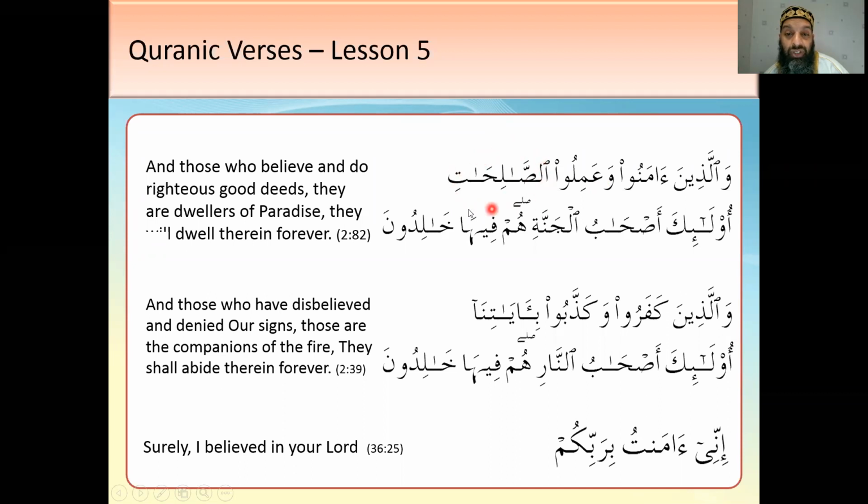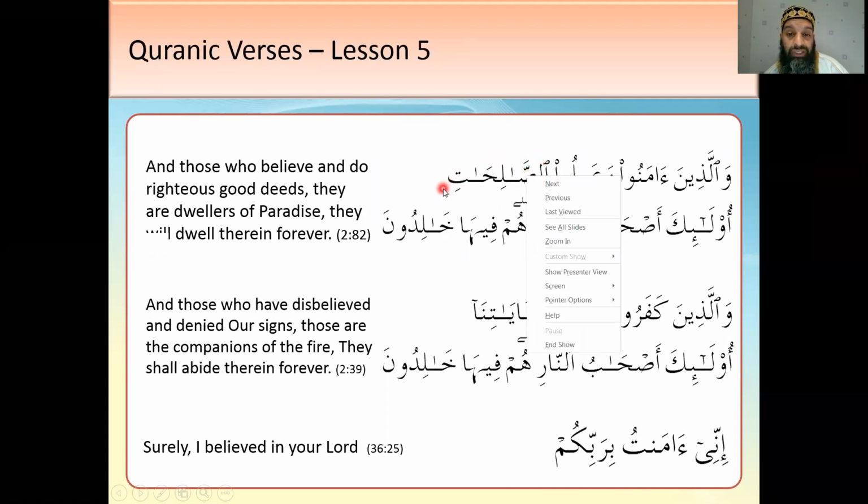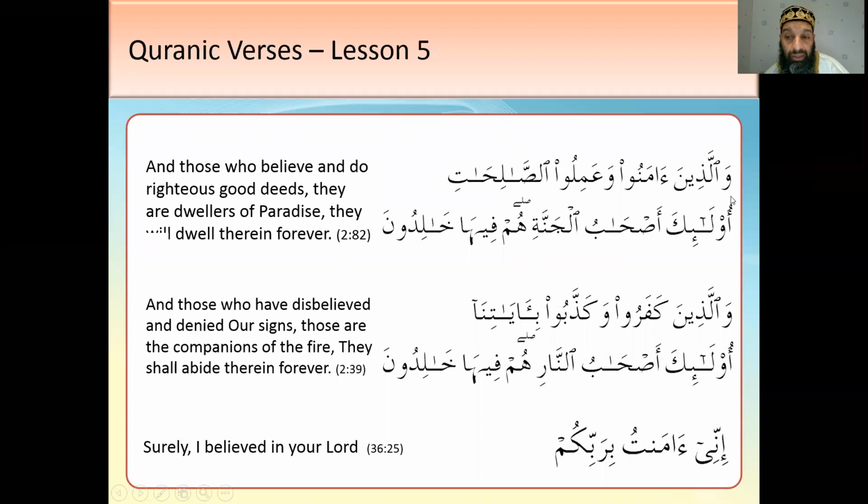As-salihati, the good deeds. Ulaika, those. Ashabul jannati, the people. Sahaba means companions. Ashab is plural. They're the companions of the Jannah. Hum, they. Fiha, in it. Khalidun, abide forever. It'll take some revision, but this is pretty much covered. We've done this. Let's look at this one.